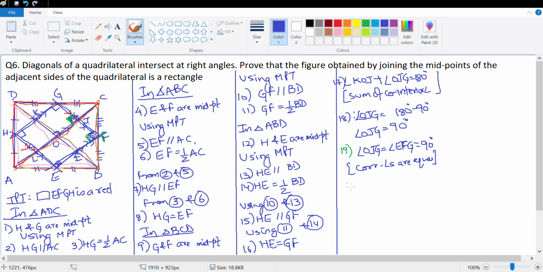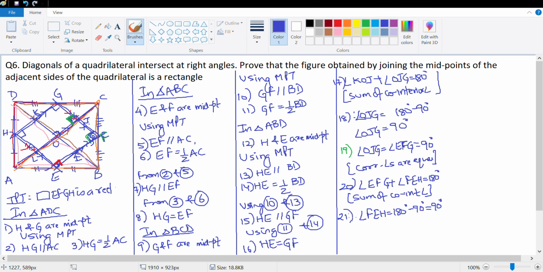So next one would be number 20, which is angle EFG plus angle FEH is equal to 180 degree. This is sum of co-interior angle, which means number 21 would be angle FEH is equal to 180 degree minus 90 degree is equal to 90 degree. So now I've got angle E also as 90 degree. Done. Let's try and prove angle H as 90 degree now.